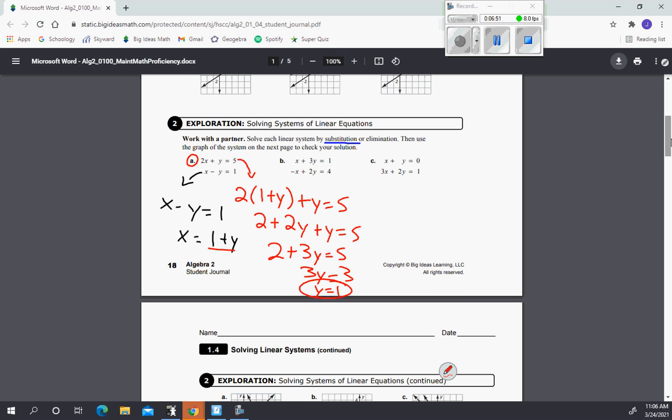And now I have to solve for x. How do I do that? Well, I can plug y into either equation. I'll just plug it in right here. x minus 1 equals 1. Add 1 to both sides, you get x equals 2. That is substitution, where we solve for a variable and then plug it into the other equation.